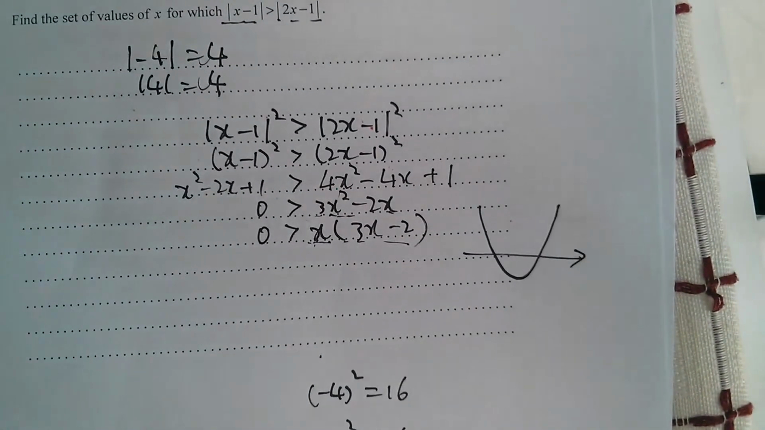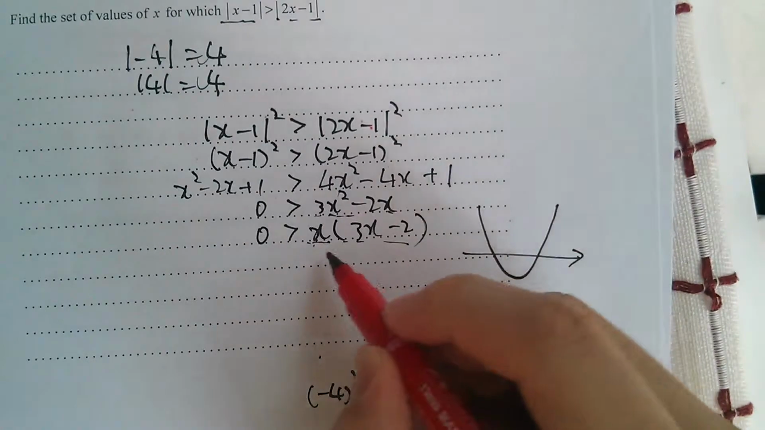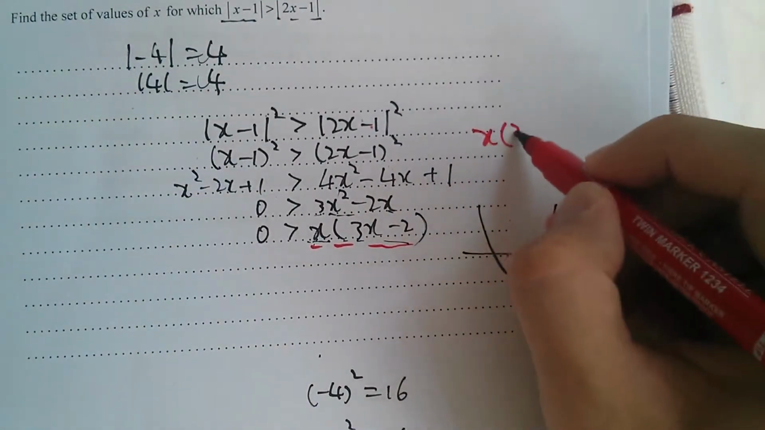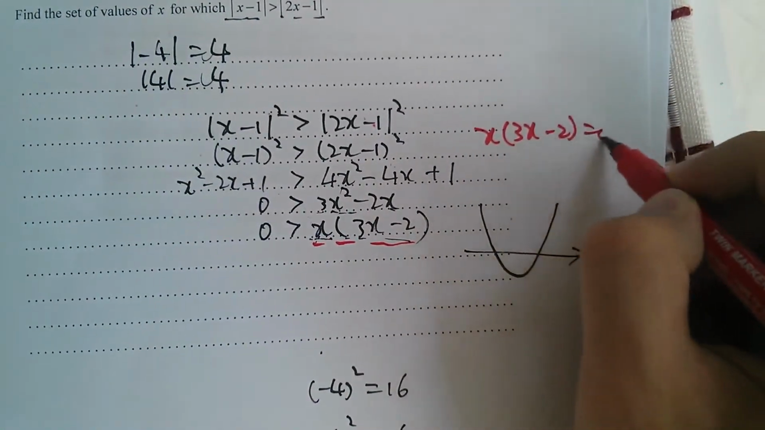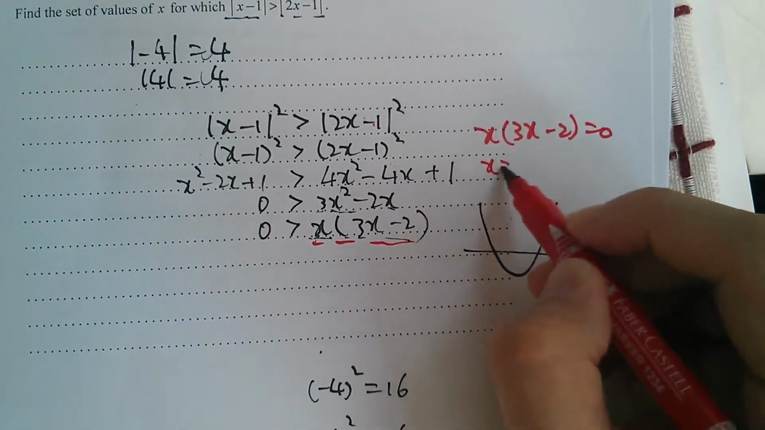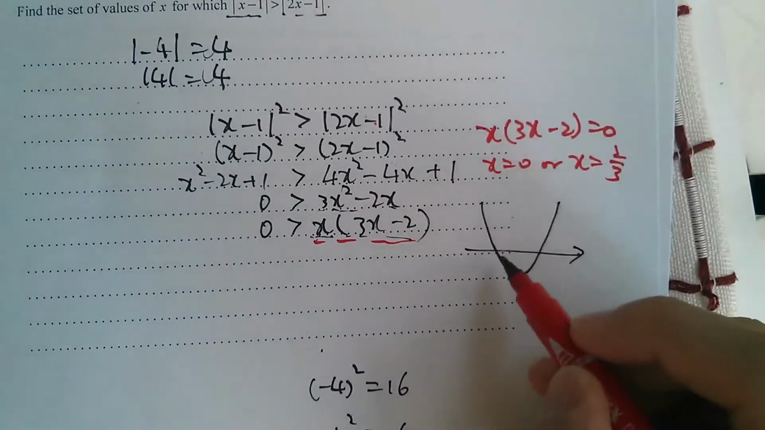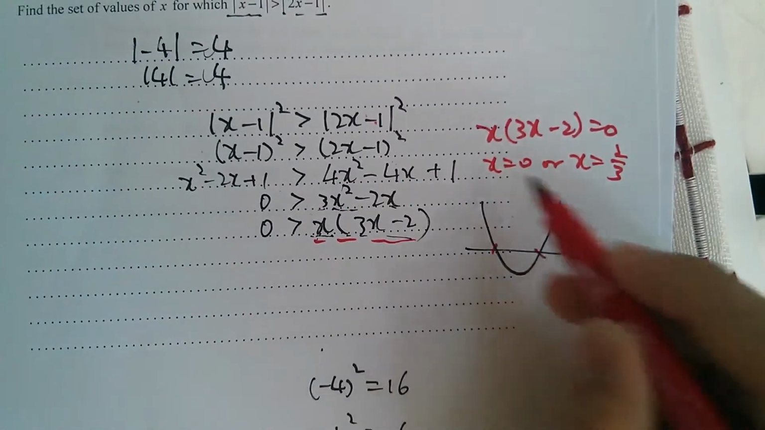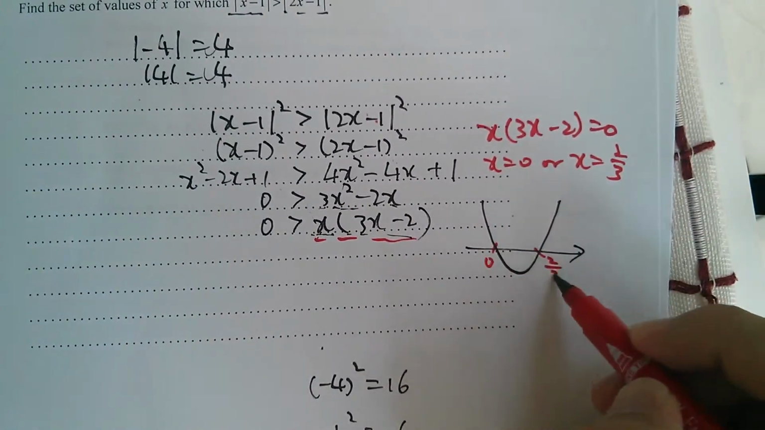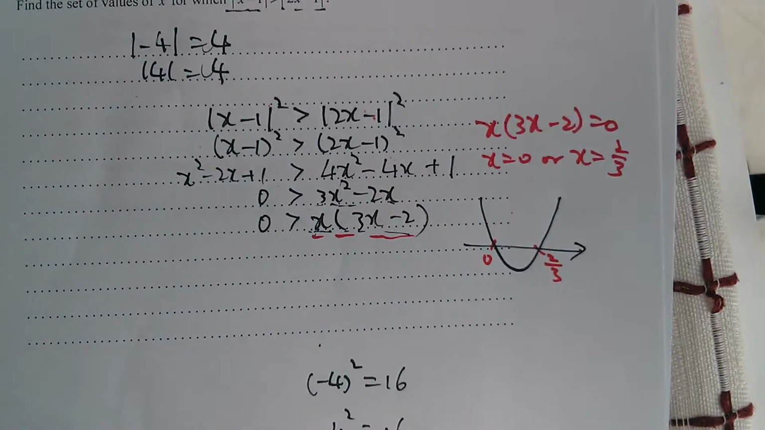What do I mean? If you consider this to be 0, to find an x-intercept, obviously x is 0 or x is 2 over 3. Therefore, the two roots are 0 and 2 over 3. 0 is of course less than 2 over 3.